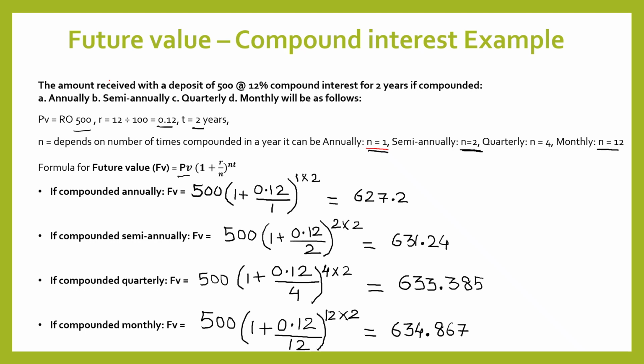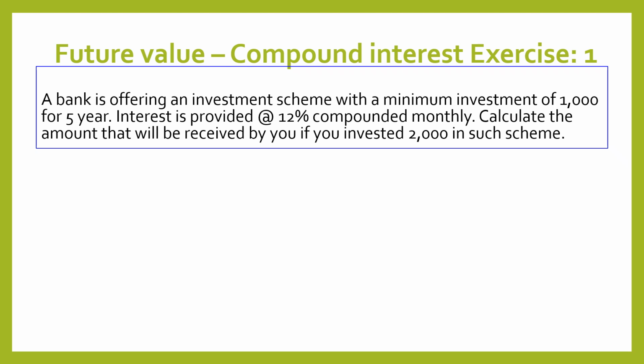So now we will do the practice. Just pay attention. A bank is offering an investment scheme with a minimum investment of 1000 for 5 years. Interest is provided at 12% compounded monthly. Again, interest is compounded monthly, so our n will be 12. Calculate the amount that will be received by you if you invested 2000 in the scheme.